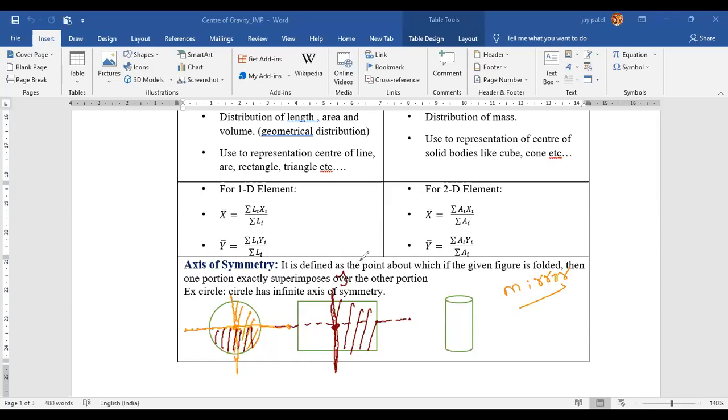Okay, fine. So I hope all of you are able to understand the concept of symmetry. A few examples: a circle has infinite axes of symmetry. Again, if you are considering this conical shape, can I say this is the axis of symmetry? Yes or no? You have to visualize a little.